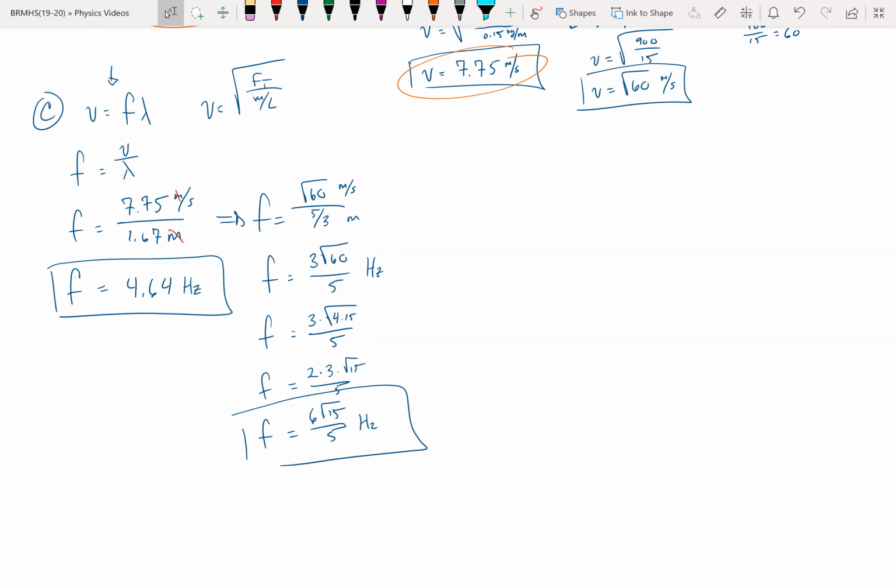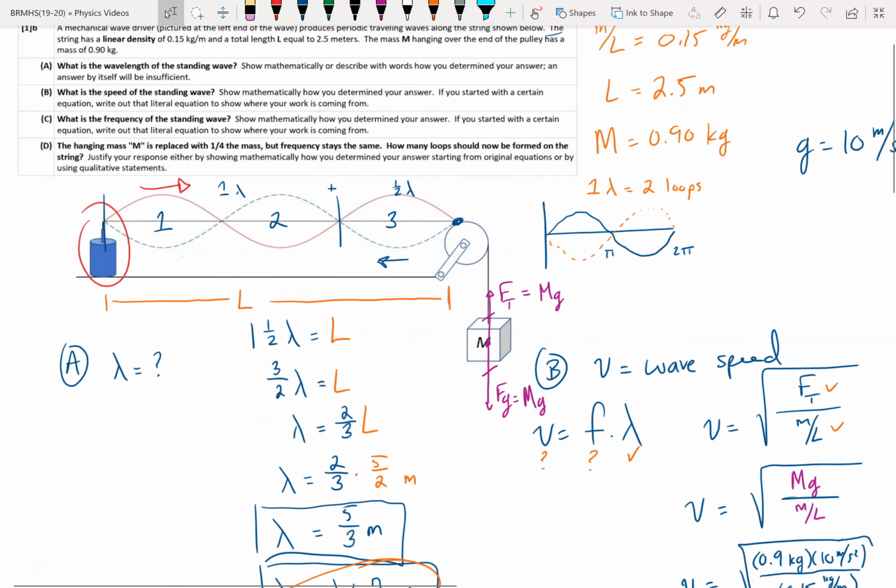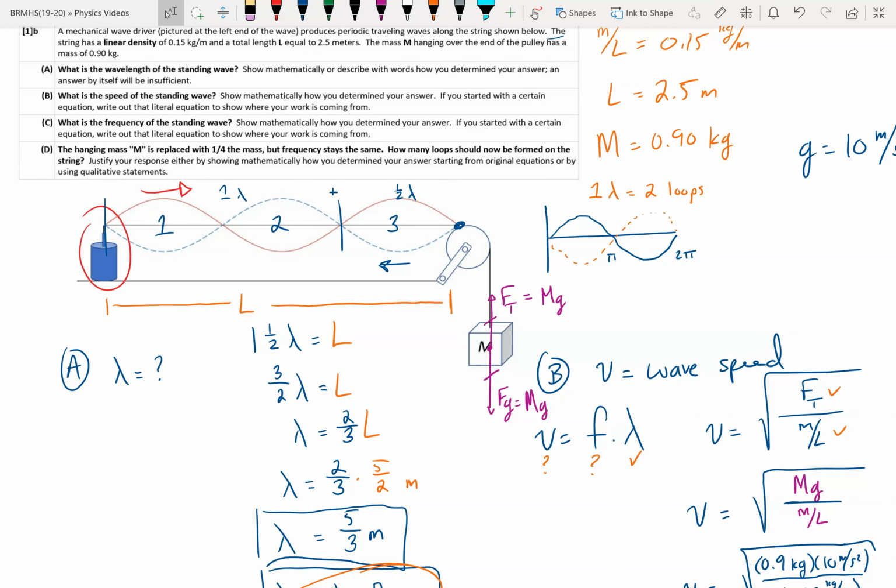We have our frequency. Part D. The hanging mass, capital M, is replaced with 1/4 of the mass, but frequency stays the same. How many loops should now be formed on the string? Remember our number of loops, 1, 2, 3. Number of loops and wavelength go hand in hand. So every 2 loops is 1 wavelength. So if I change this hanging mass, I end up changing the wavelength. And if you change the wavelength, that means you're going to have a different number of loops that appear in the string. Kind of shorthand conceptual answer, if I decrease the mass, I get more loops.